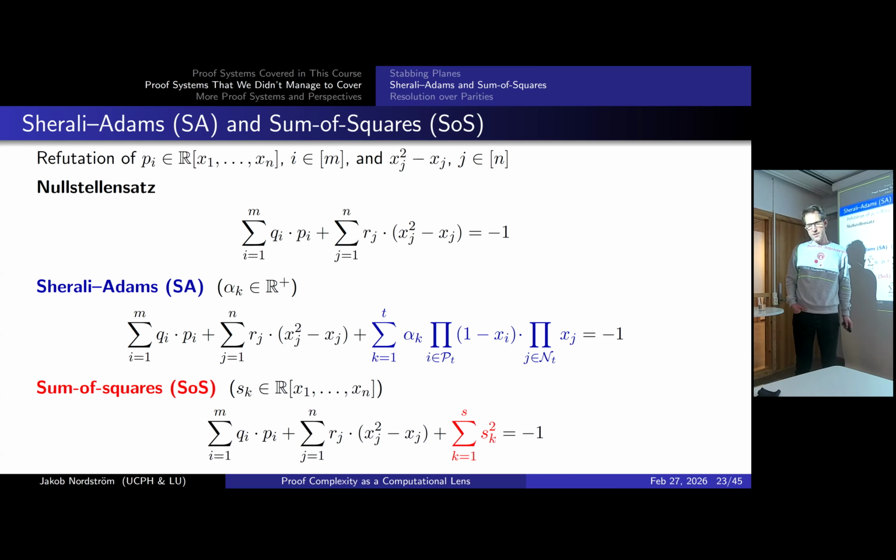And then sums of squares is even stronger. You're not just allowed to add positive linear combinations of monomials, but any sum of squares. So any Sherali-Adams proof is a sum of squares proof, but not the other way around. And Sherali-Adams and sums of squares are then known as semi-algebraic proof systems.